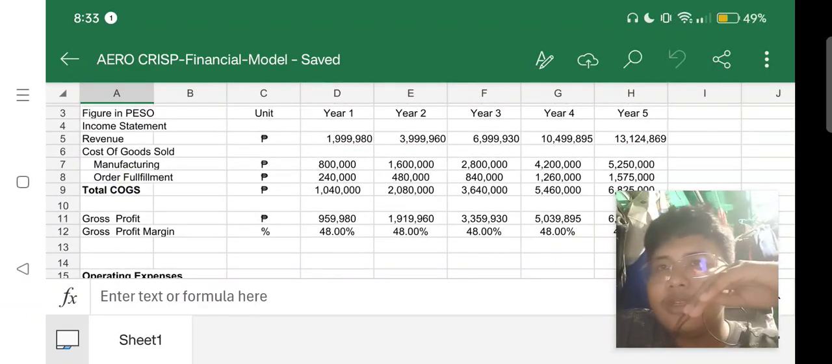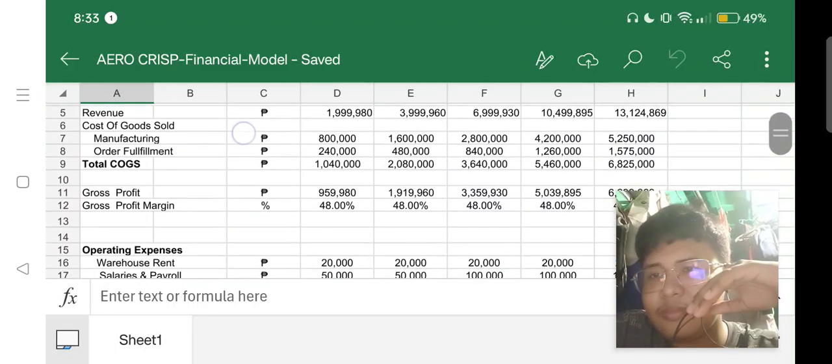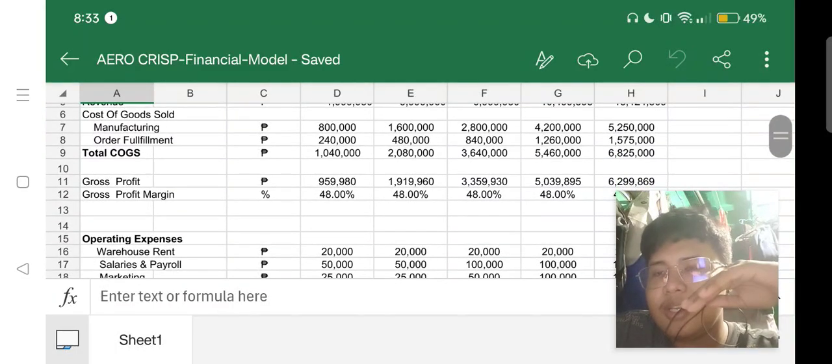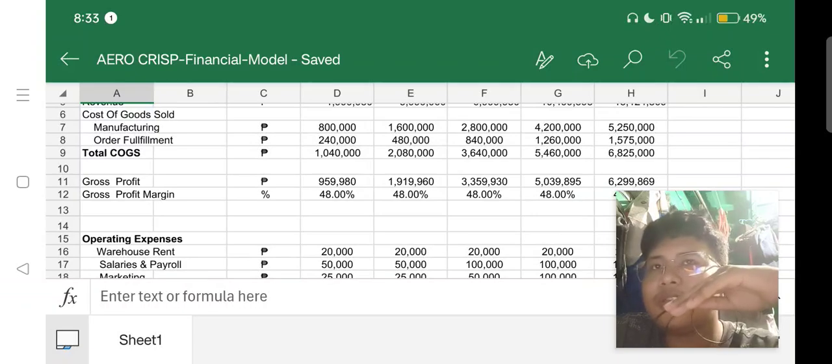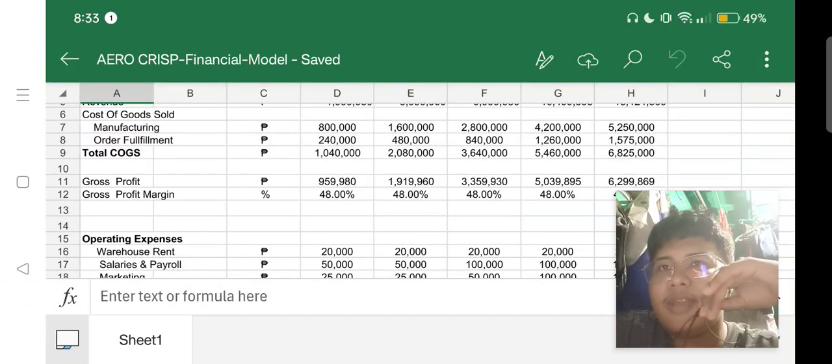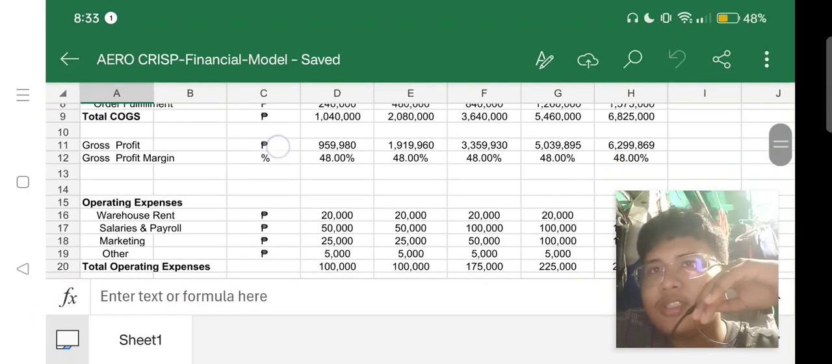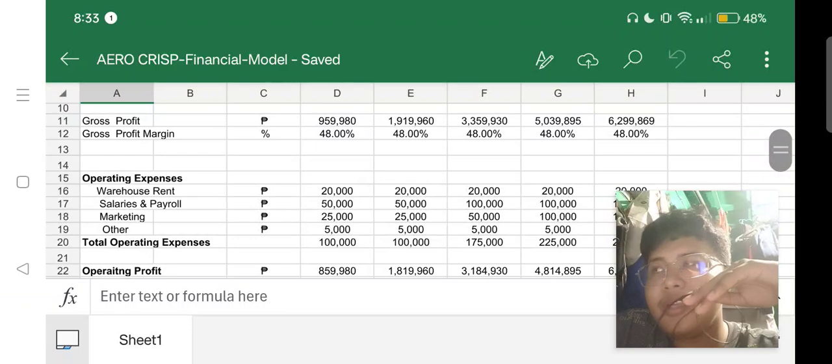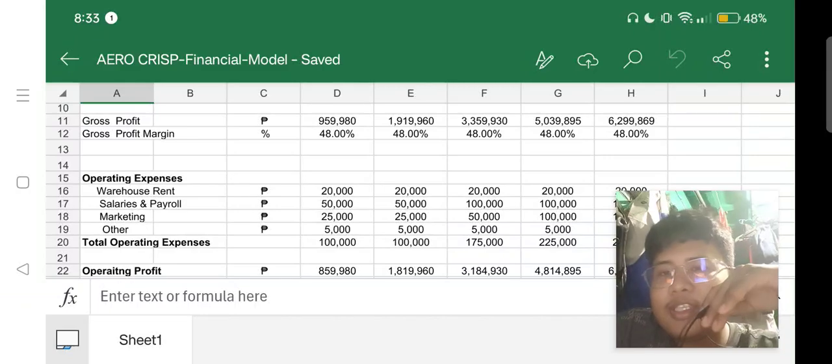Then the third one is gross profit. Like I said, gross profit equals revenue minus the total of COGS. For example, the first year is 1999 revenue, the COGS total is 1040, and the gross profit will be 959. By the fifth year, gross profit grows to 6299.